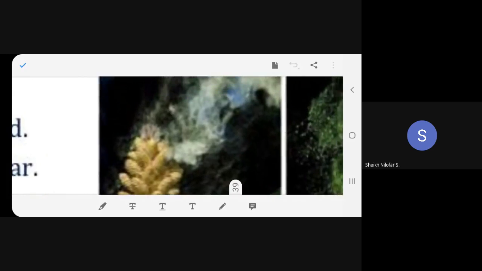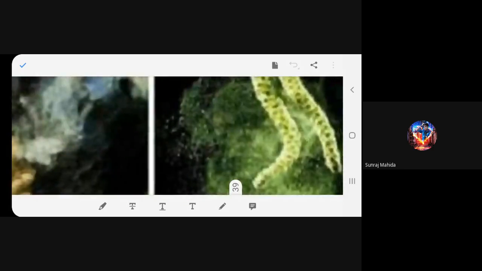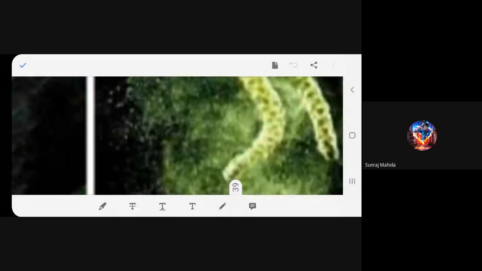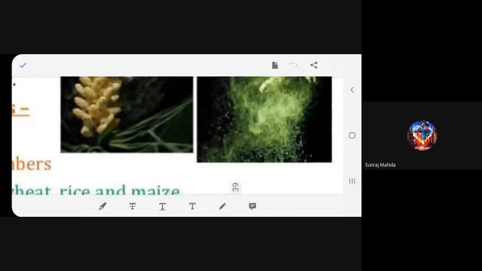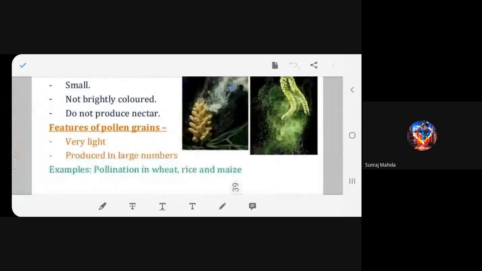See, this is how the pollens are liberated. Can you see this? It's like a cloud. Yes, ma'am. Understood now? Okay.